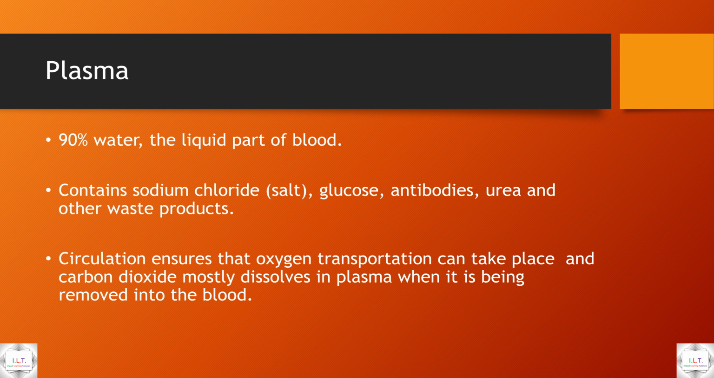So plasma. Plasma is 90% water, and this is the liquid part of blood. It contains sodium chloride or salt, glucose, antibodies, urea and other waste products. Circulation ensures that oxygen transportation can take place, and carbon dioxide mostly dissolves in plasma when it is being removed into the blood. This is because carbon dioxide is a waste product.